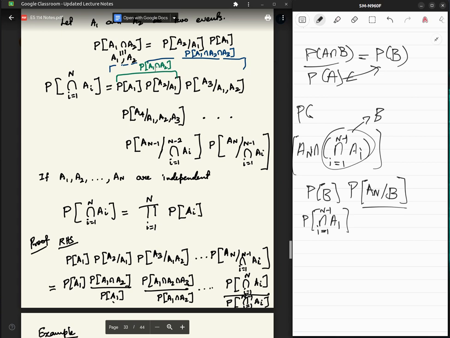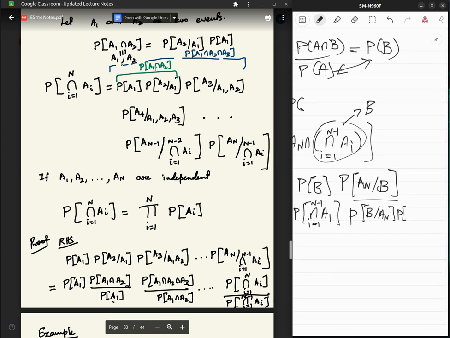Think about it. I don't want to be taking another intersection because that's going to be problematic. Oh, but you can change it using Bayes' rule. You can write it like this: probability of B given An times probability of... I don't think this is going to be good. It's probably not good. Yeah, it didn't change anything in this case.